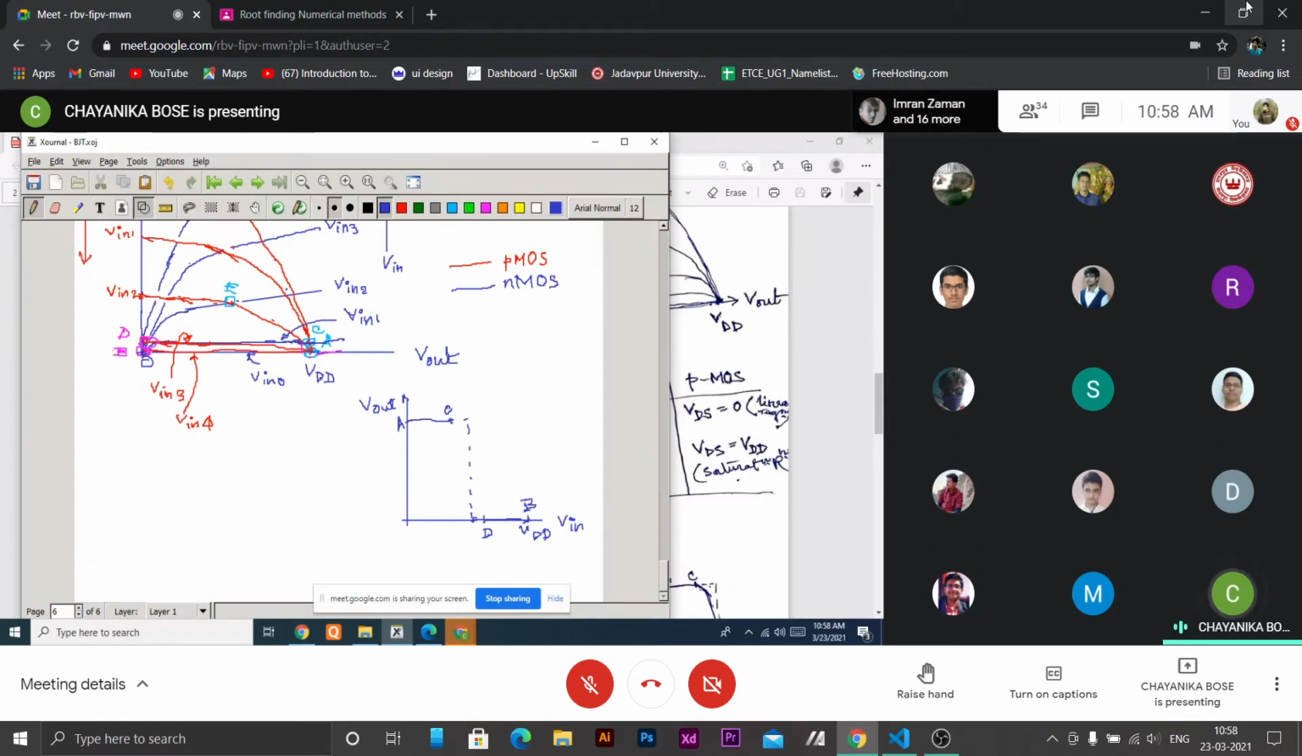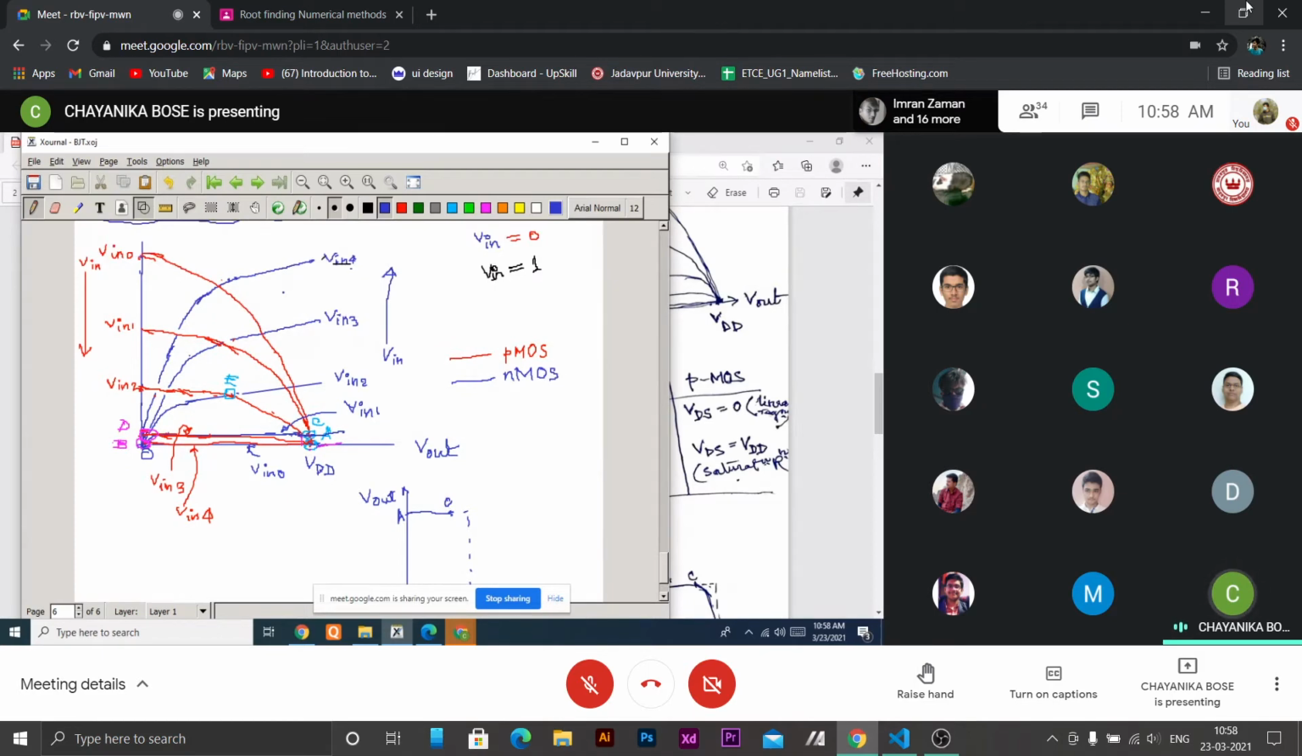And for V input 0 and V input 1, we got the AC segment. For V input 3 and V input 4, we get the BD segment. And for V input 2, the intermediate one, this is the red one for PMOS and the blue one for NMOS. So they intersect at the middle. So basically, V output is then VDD by 2.